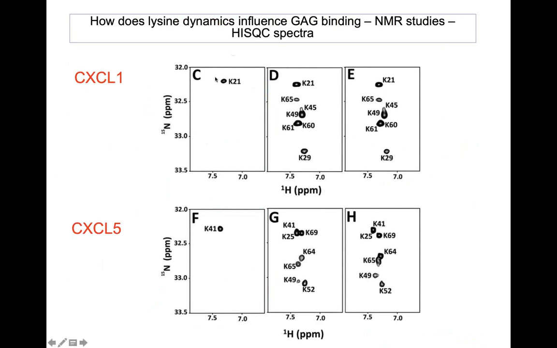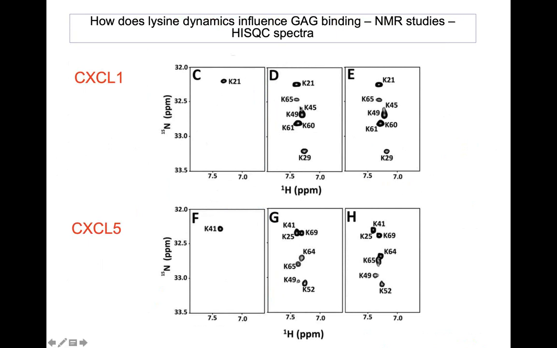If you look at the lysine side chain in the free form, you see only two lysines, K21 and K41. Basically this tells you K21 is involved in an intramolecular interaction, maybe with an aspartate or glutamate. Each protein has like 8 or 9 lysines. In addition to the GAG binding residues, there are also other lysines. They are exchanging rapidly with the bulk solvent. That's the reason you don't see them, because they're very, very dynamic.